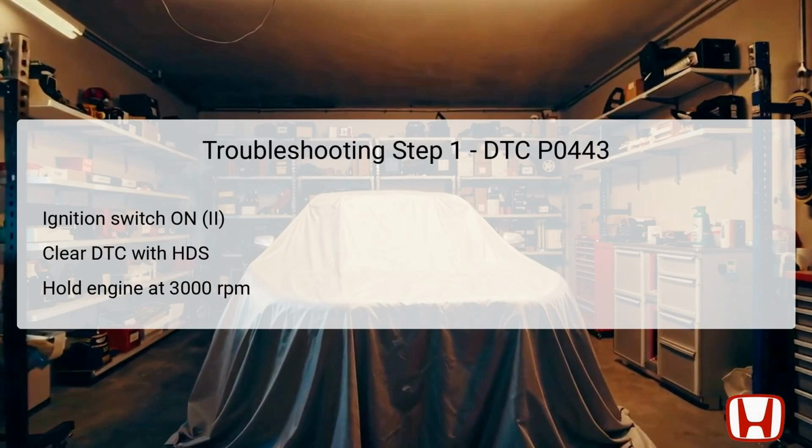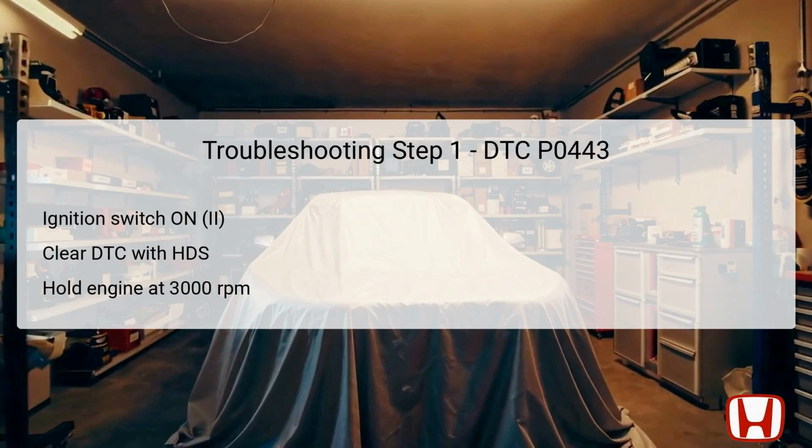The first step in troubleshooting DTC P0443 is to verify the problem. Start by turning the ignition switch to on position 2 without starting the engine. Next, you'll use the Honda Diagnostic System, HDS, to clear any existing trouble codes. This process resets the system and prepares it for fresh monitoring.